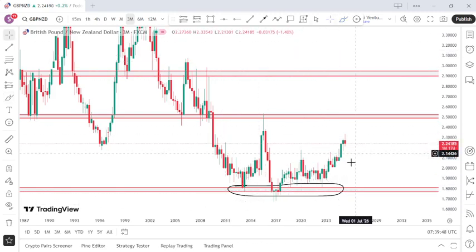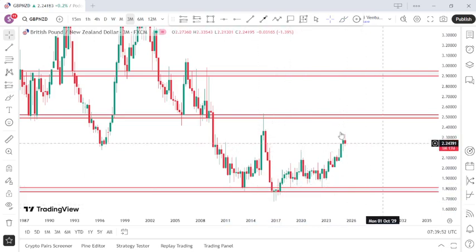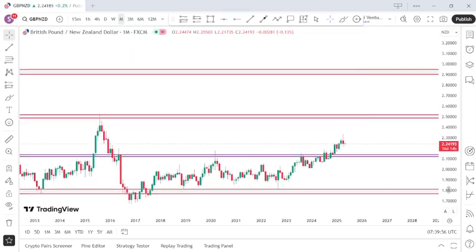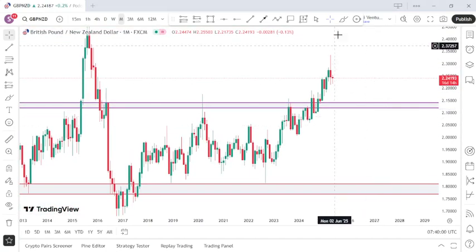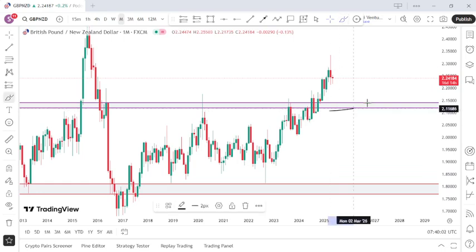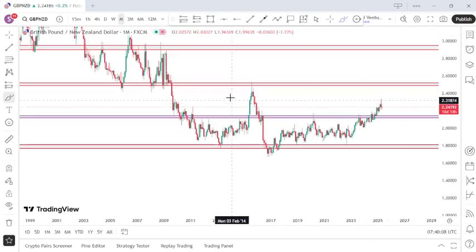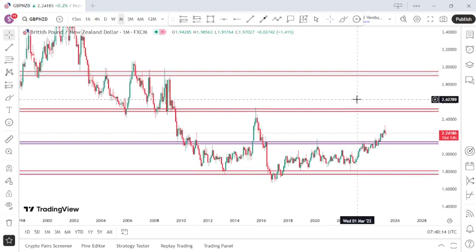So let's go to the monthly and see if we can find out something. Okay, so this is the monthly time frame, and I have my monthly midway zone here. From the monthly time frame, there's really not much to say, just like I said at the 3 month time frame.